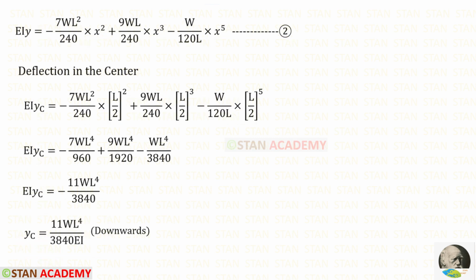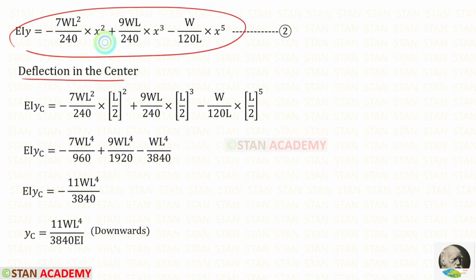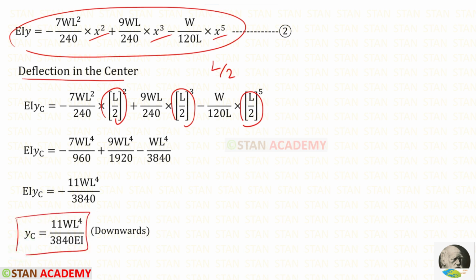Now let us make the expression for the deflection in the center. For that, in the deflection equation, instead of x, we have to apply L upon 2. In this way, we can find the deflection in the center. The deflection will be negative. That means it is downwards.